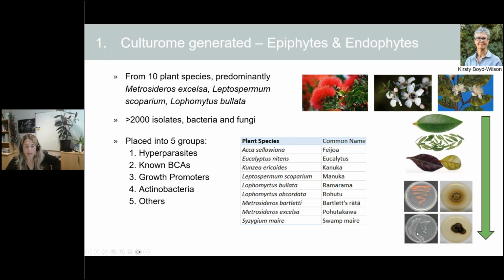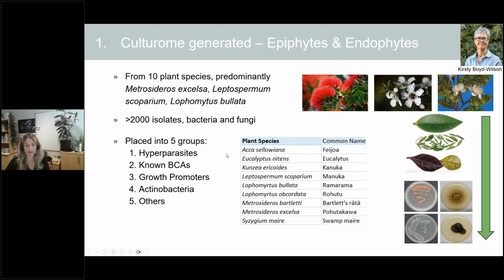And we ended up culturing a large number of organisms. We have a collection of more than 2,000 epiphytes and endophytes recovered from these plants. They were put into pure culture and subcultured and identified using basic ITS sequencing. From that information, often for the bacteria it was only to the genus, but for many of the fungi it was to the species level.